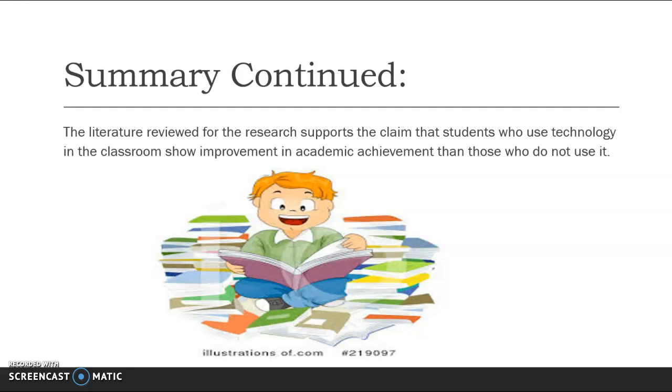So the literature review for this research supports the claim that the students who use technology in the classroom show improvement in academic achievement than those who do not use it. There is an abundance of data and studies that support whether the use of technology and computers in the classroom would increase student achievement. The data provides proof of an increase in performance when the integration of technology has been implemented. Online resources such as Edgenuity and USA Test Prep prove to be enhancing students' learning and are great tools to use inside of the classroom.